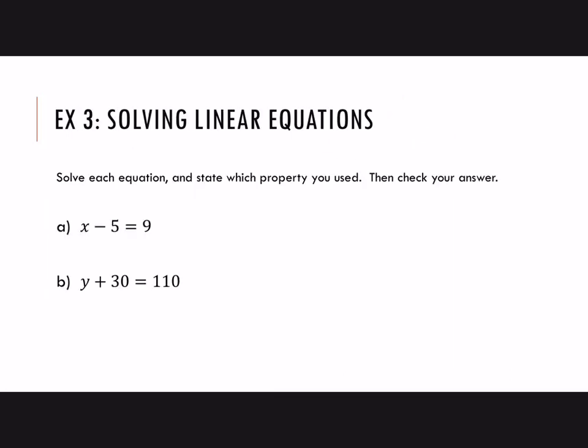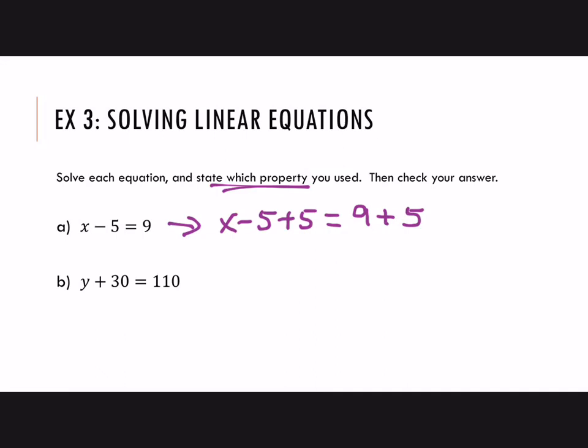So let's practice this. Solve each equation and state which property you used, so either addition or subtraction property of equality. And then check your answer. So x minus 5 equals 9. Well, to solve this, I want to transform this to the point where I have just x equals. So what I don't want is that minus 5. So if I add 5 to both sides, then I get x minus 5 plus 5 equals 9 plus 5.